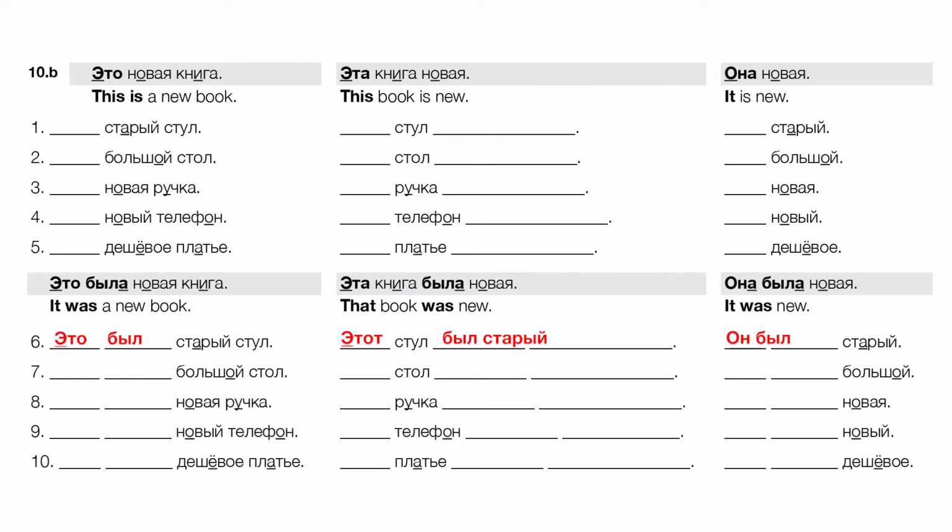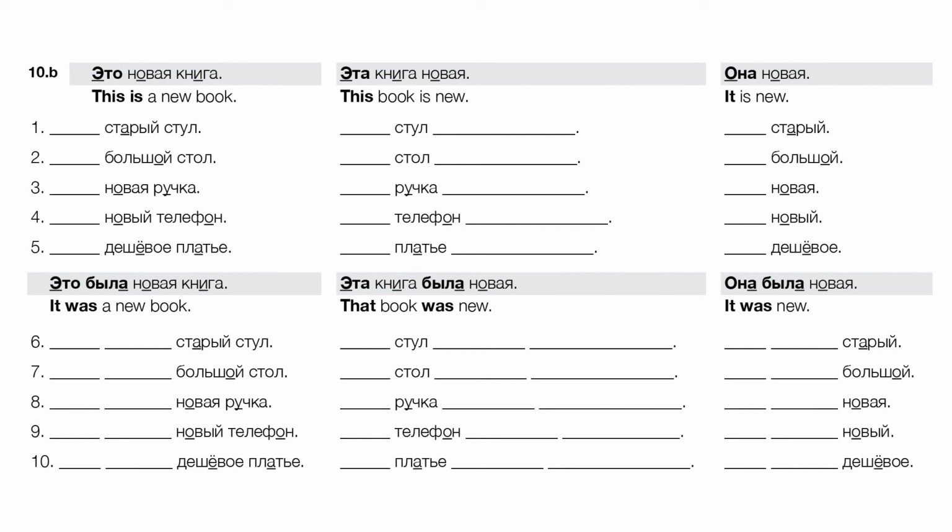Семь. It was a big table. Это был большой стол. Again, the subject is masculine, стол, and the verb is был, there in the past tense. This table was big. Этот стол был большой. It was big. Он был большой. 8. It was a new pen. Это была новая ручка. Ручка is the feminine subject. This pen was new. Эта ручка была новая. It was new. Она была новая.